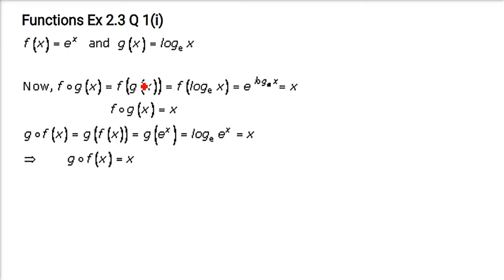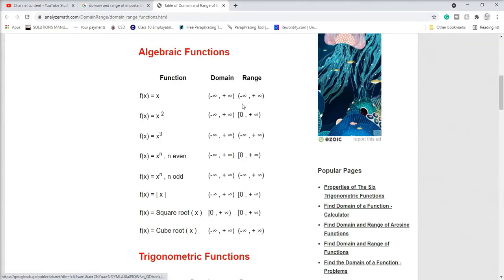And here we have around 9 parts. So in order to find the fog and gof, we have to find out whether they are possible or not. Please understand very carefully. If one function is f(x), the other function is g(x). For example, here f(x) is e to the power x, g(x) is log x, base e. So we'll find out the domain and range of both of them. Then the range of one should be a subset of the domain of the other.